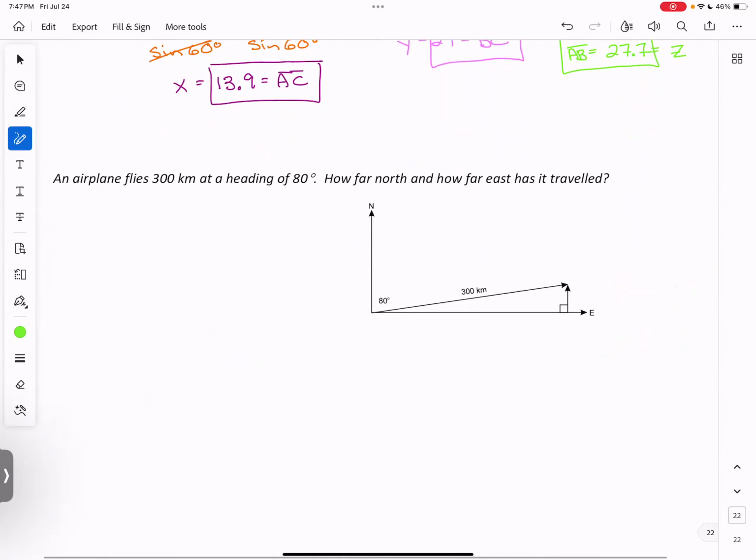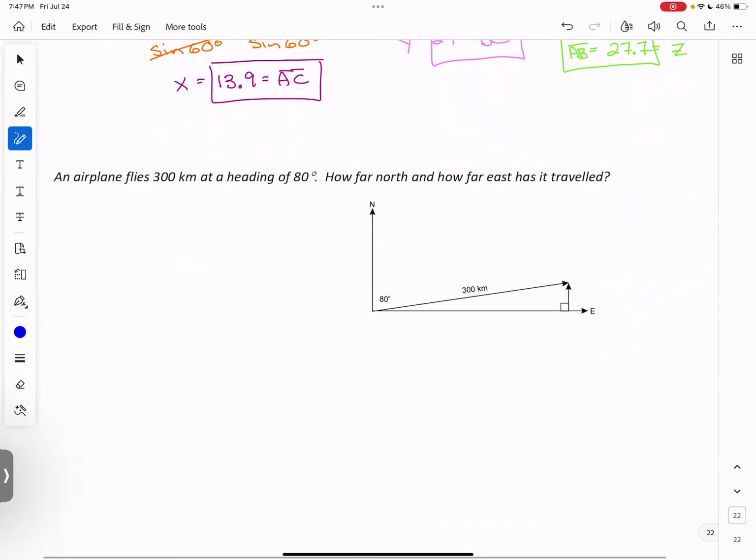Last question. We have an airplane flying 300 kilometers at a heading of 80 degrees. So they've shown us a picture of what that looks like here. How far north and how far east has it traveled? Okay, well, if that's 80 degrees, then I know the two angles have to add up to 90 since north and east are perpendicular to one another. So they're a right angle. So that little angle there must be 10 degrees then, 90 minus 80.